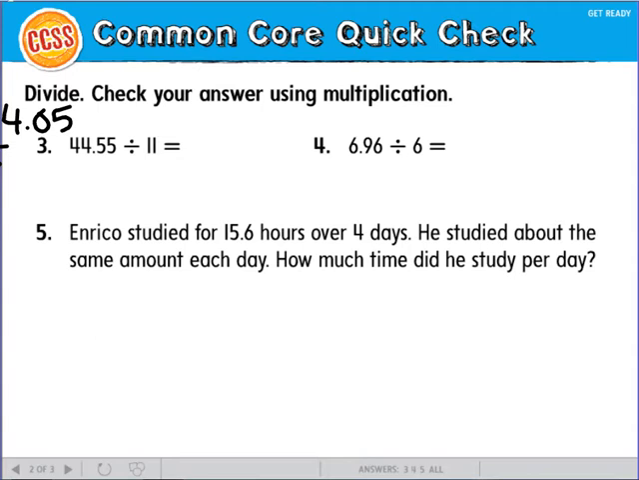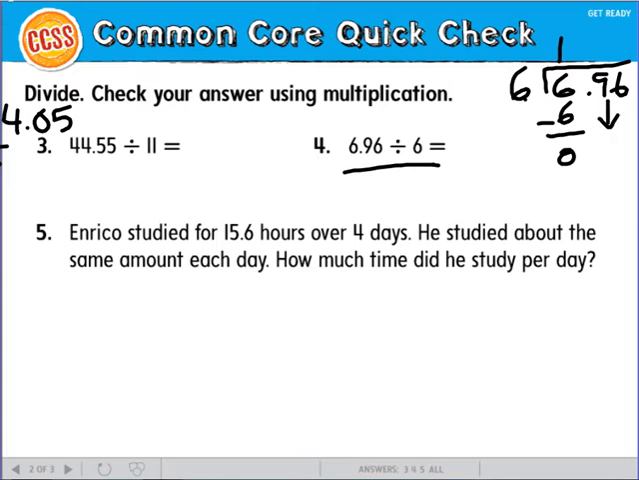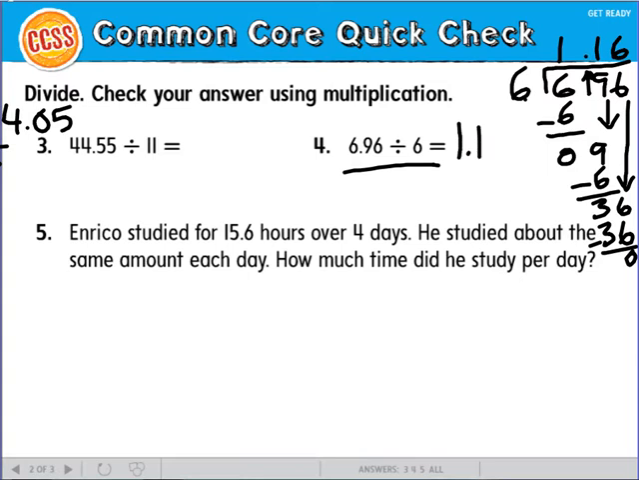Alright, so then we come over here, same thing. I can't do a division problem this way, so I'm going to rewrite it. So we have 6.96 divided by 6. 6 divided by 6 is 1. Bring down my 9. 9 divided by 6 is 1. Bring down my 6. 36 divided by 6 is 6. 0. Decimal goes straight up. So it's 1.16. Okay?